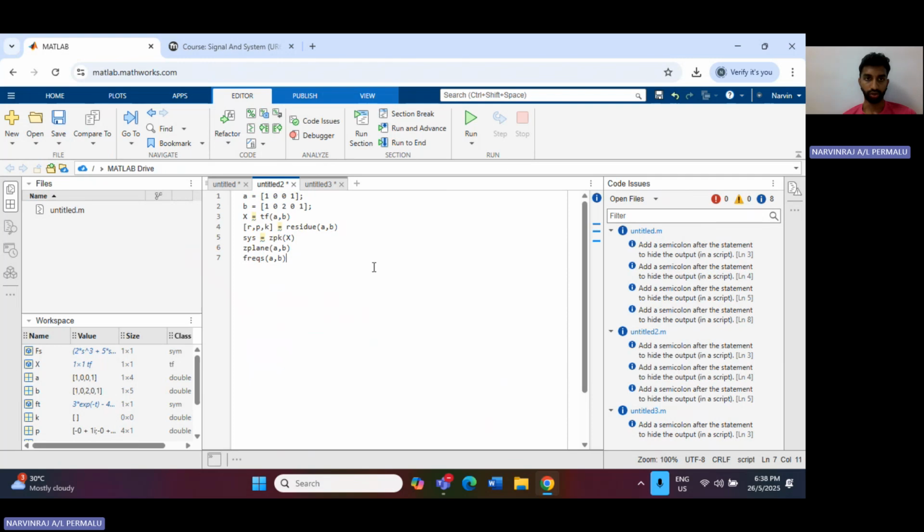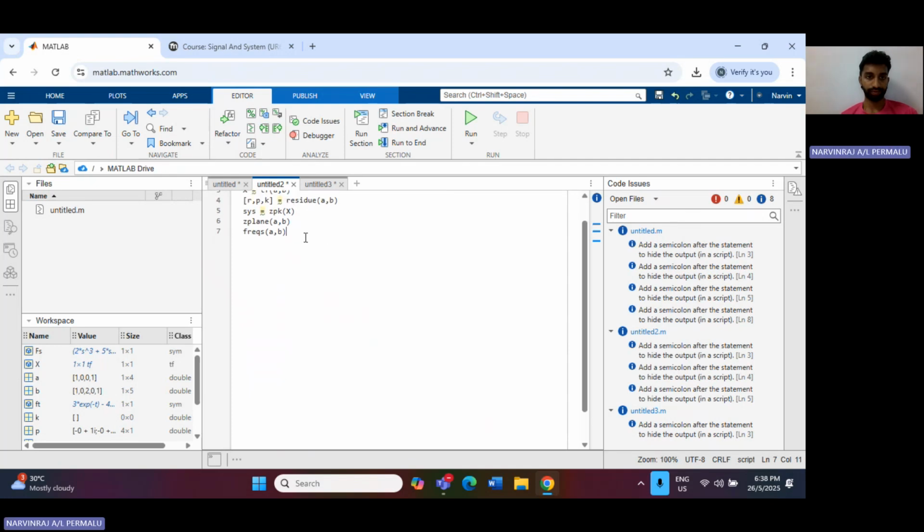Now I want to explain this coding. A equals 1001, then B equals 10201, then X equals TF(A,B). This defines the transfer function. After that, RPK equals residue(A,B) as usual. Again, this gives the partial fraction expansion of the function. And then SYS equals ZPK(X). This displays the zeros and poles clearly.